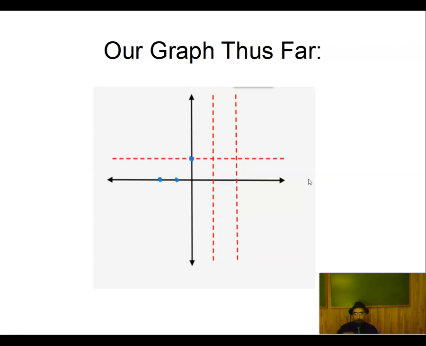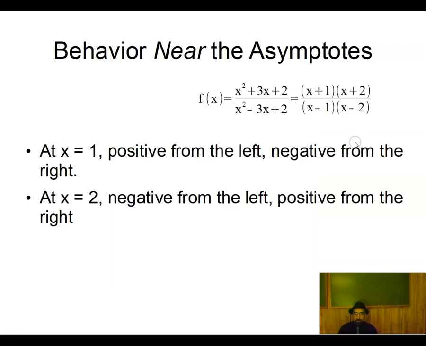So, our graph thus far looks like this. Horizontal asymptote, vertical asymptotes, y-intercept here. Notice that the y-intercept happens to be perfectly on the asymptote, but that's just an anomaly of the function I chose. And we've got these x-intercepts here. Not too clear a picture yet. What else can we do?